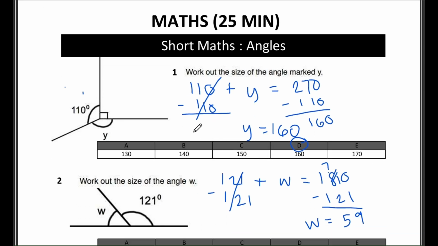Now, let's explore why. If you add 110 degrees to the angle Y, you would get a total of 270 degrees all the way around that point. So, to find what Y is, we subtract 110 from 270, which leaves us with 160 degrees. Moving on to question 2.